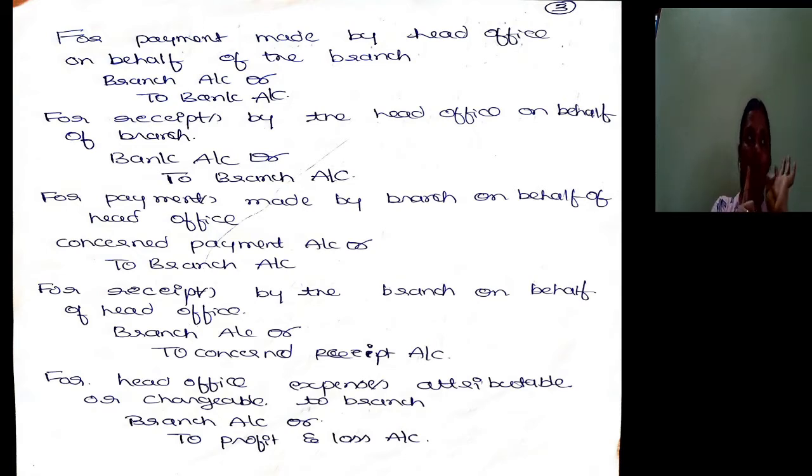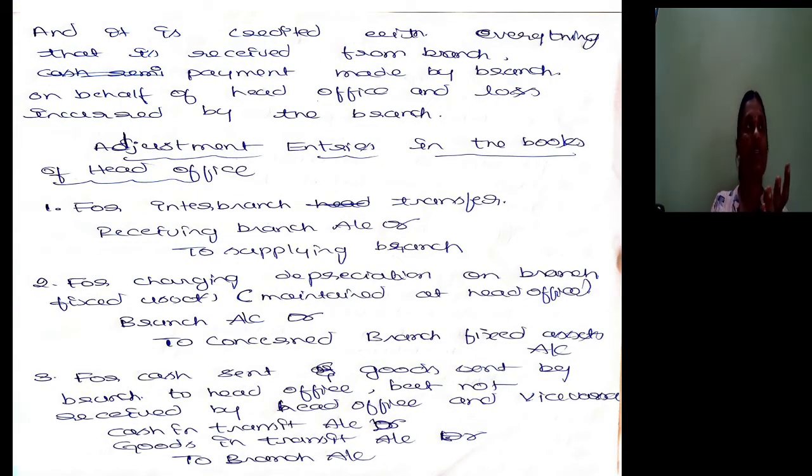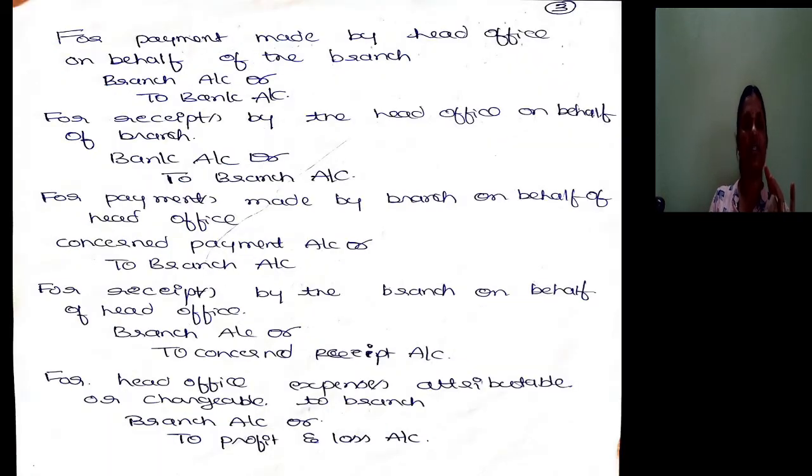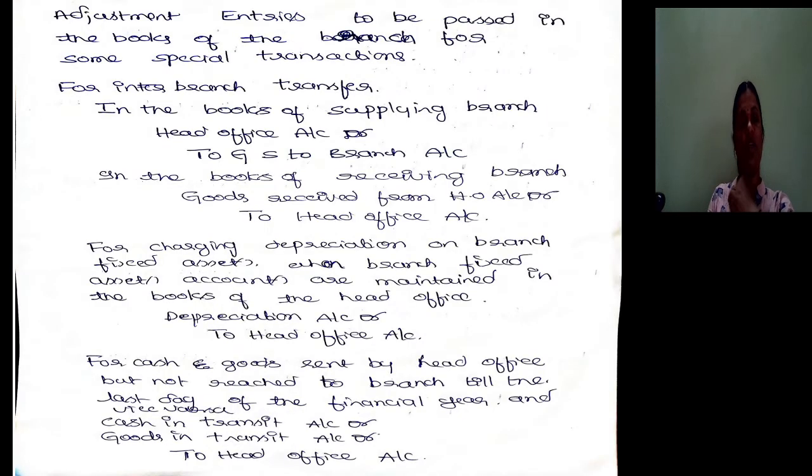So what is that? First adjustment entry is for inter-branch transfer. Second one is for charging depreciation on fixed assets of branch for which accounts are maintained at head office. The next one is cash in transit and goods in transit. The next one is payment made by head office on behalf of branch, receipts received by head office on behalf of branch, payment made by branch on behalf of head office, amount received by branch on behalf of head office, and last one is head office expenses attributable to branch. So journal entry is branch account debtor to profit and loss account.